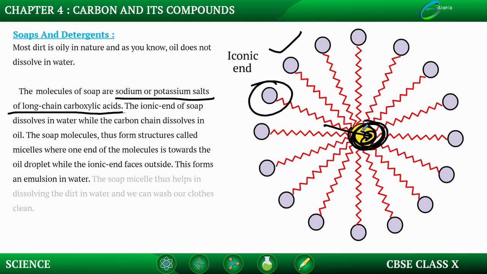The soap micelle thus helps in dissolving the dirt in water, and we can wash our clothes clean. So because of this structure, we are able to wash our clothes clean. Now how the structure is formed, we'll be studying in the next slide.